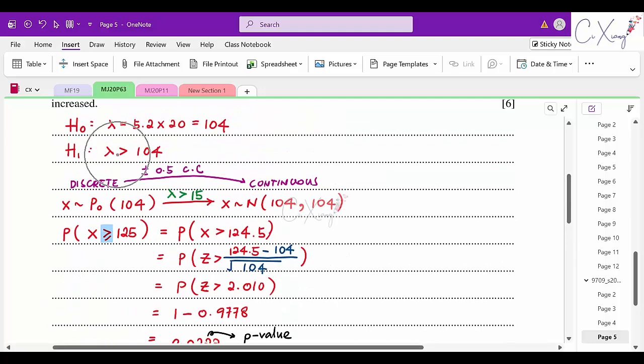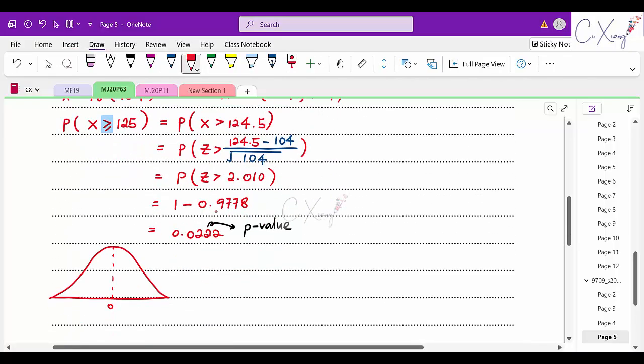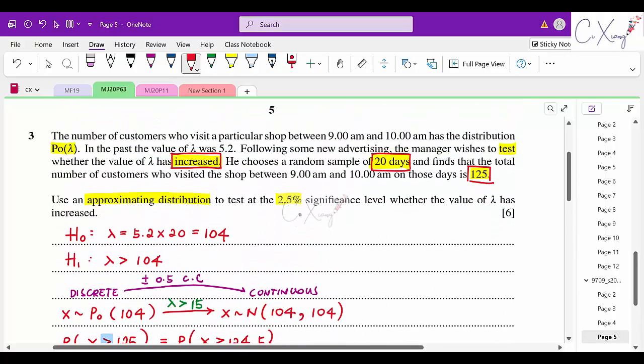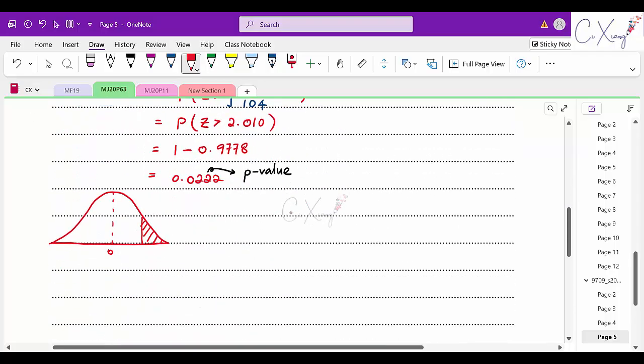Your rejection region should be on the right-hand side because of this, greater than 104. Greater than should be on the right-hand side, which means you will have a rejection region on the right-hand side. This is the rejection region. And how big is the rejection region? It is our significance level, 2.5%, which means this rejection region will give you 0.025.